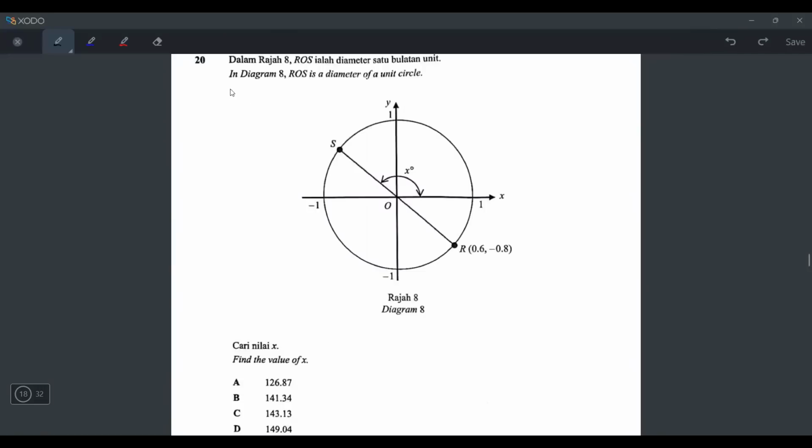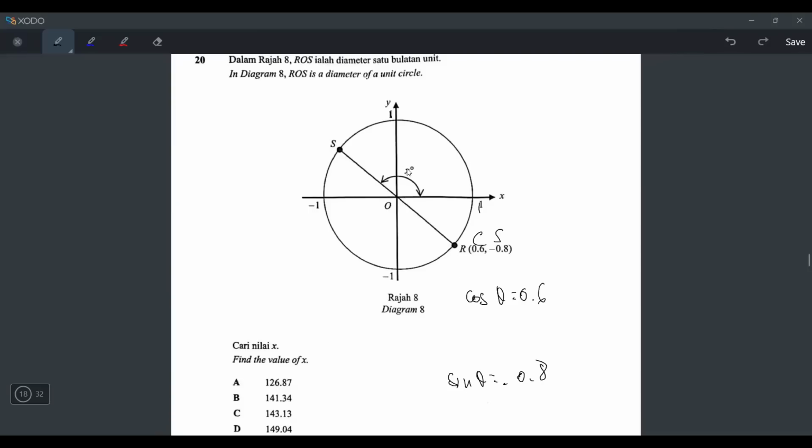Okay, let's go to number 20. In diagram 8, ROS is a diameter of unit circle. So we can see this is diameter, and unit circle means what? The radius will be 1, 1, -1, -1. And we can write CS here. And this CS means what? It means cos theta equals to 0.6 and sine theta equals to -0.8.